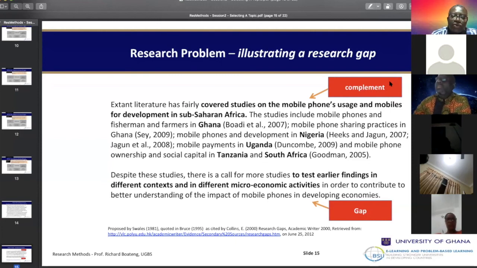Africa. Then he goes on to say, despite this study, so he's showing you a discrepancy again. Despite this study, there is a call for more studies to test earlier findings in different contexts, that's in different countries or in different contexts within the same countries, and in different microeconomic activities. The microeconomic activity that we mentioned earlier is fishermen and farmers. So now we are encouraging you to study other economic activities like street vendors, fashion designers, and other people who are using mobile phones in their business, in order to have a better understanding of the impact of mobile phones in developing economies. So these are the gaps that you see being highlighted here.